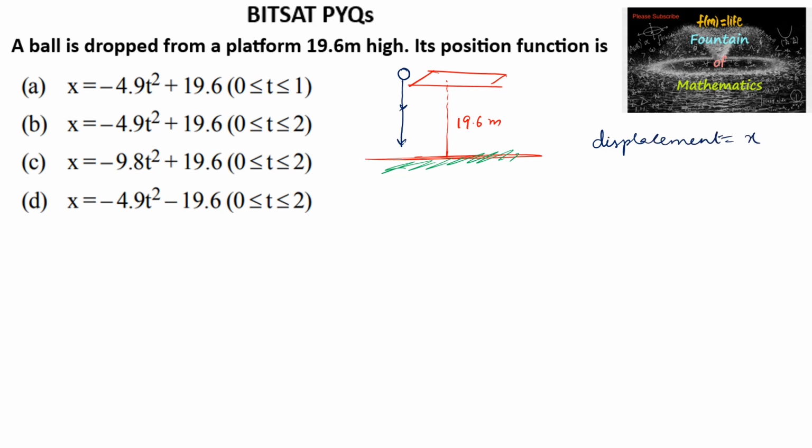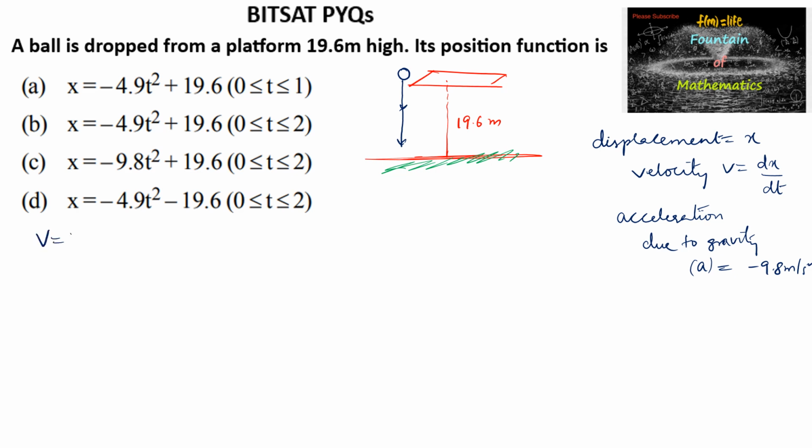Displacement is x meters, and we have the velocity v is equal to the rate of change of displacement, that is dx by dt, and acceleration due to gravity. So here we can consider negative 9.8 meter per second square. So that is the value. We know that v is equal to u plus at. So v, dx by dt, is equal to u plus a, where the value is negative 9.8, into time.